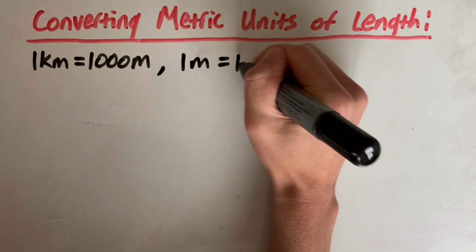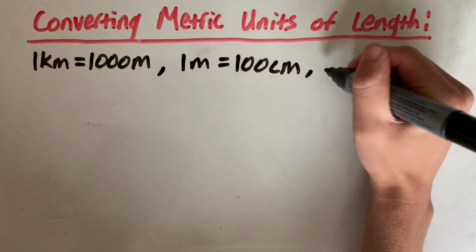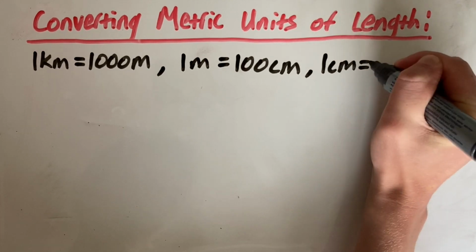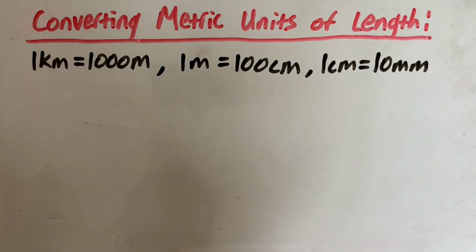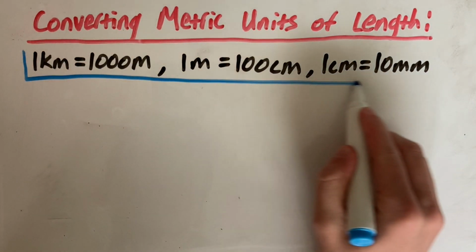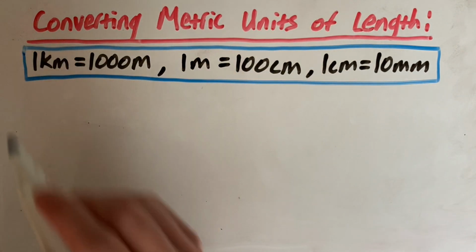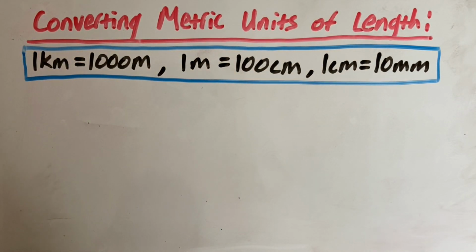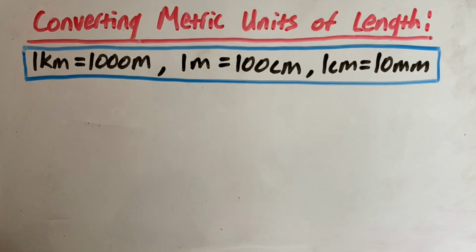Those 3 things are: number 1, 1 kilometer is equal to 1,000 meters. Number 2, 1 meter is equal to 100 centimeters. And number 3, 1 centimeter is equal to 10 millimeters. Once you know these 3 things, you can do pretty much any problem relating to converting between these units of measurement. So let's do a few of those problems so we can see how this works.